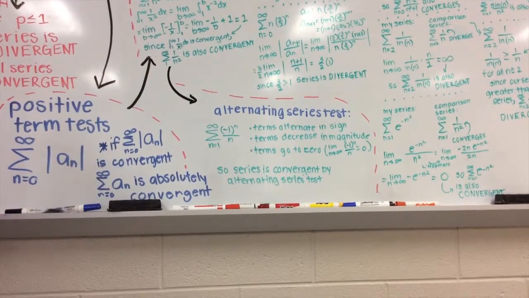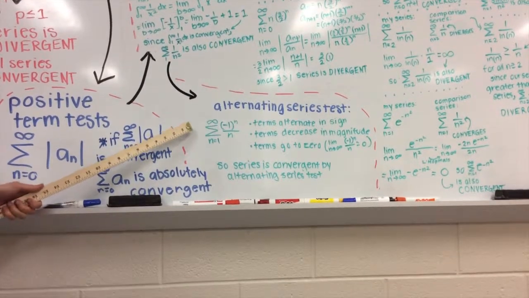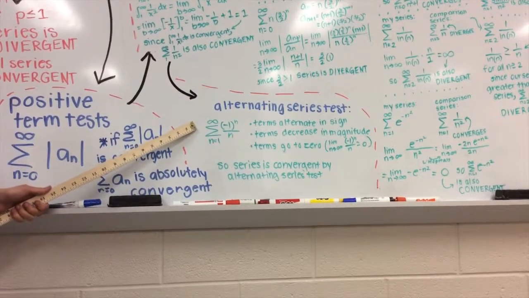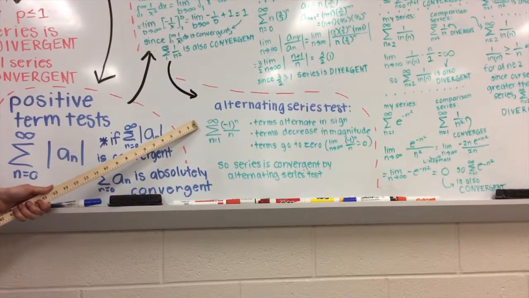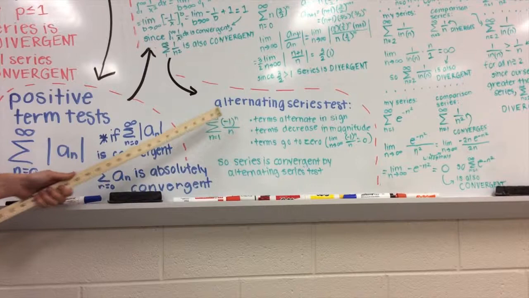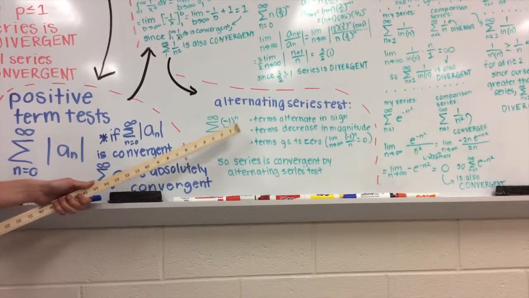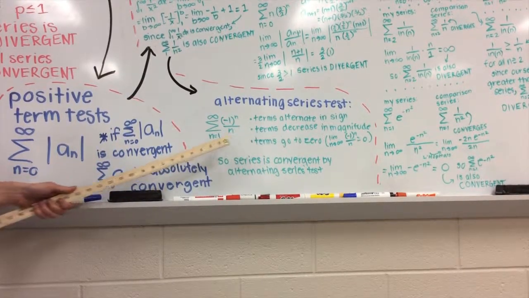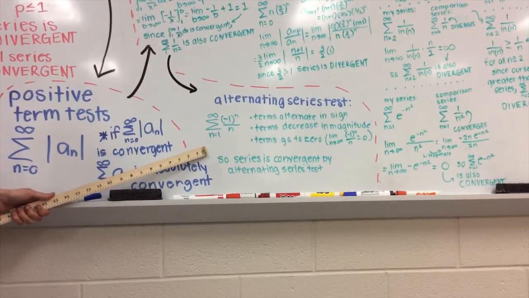Here's an example of the alternating series test. This example, the summation from 1 to infinity of negative 1 to the n over n, meets the 3 requirements for an alternating series. The terms alternate in sign, decrease in magnitude, and go to 0. So the series is convergent by the alternating series test.